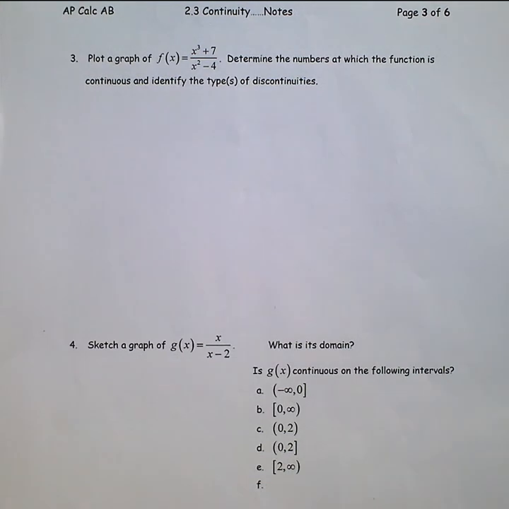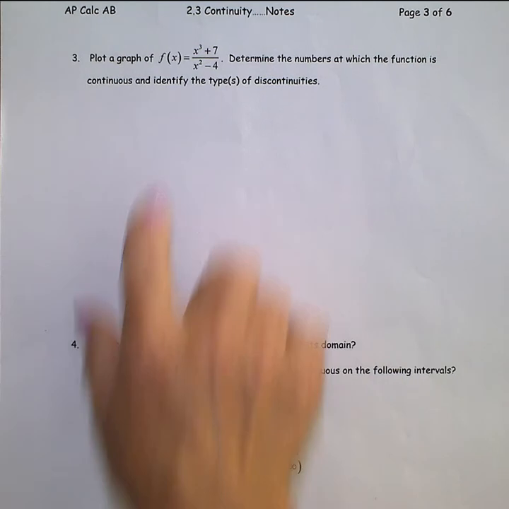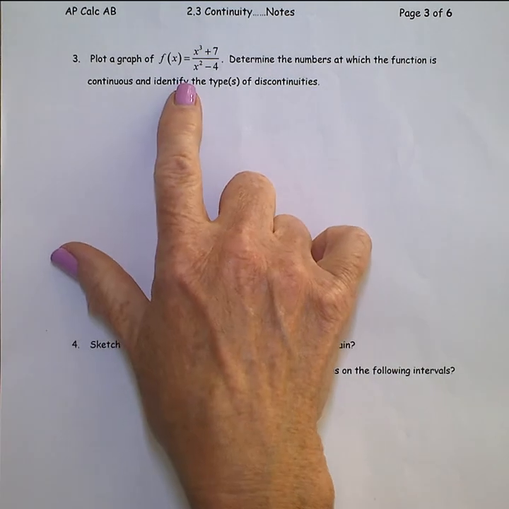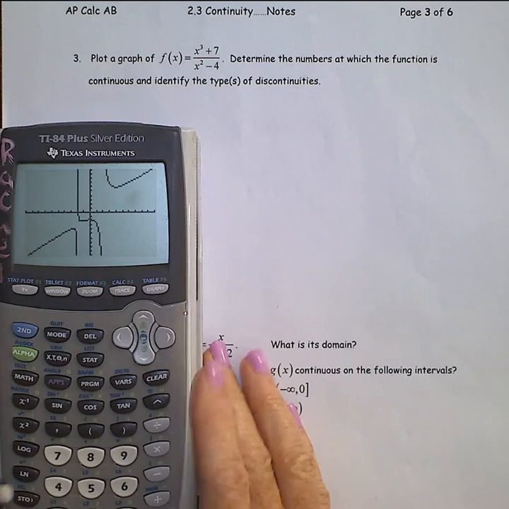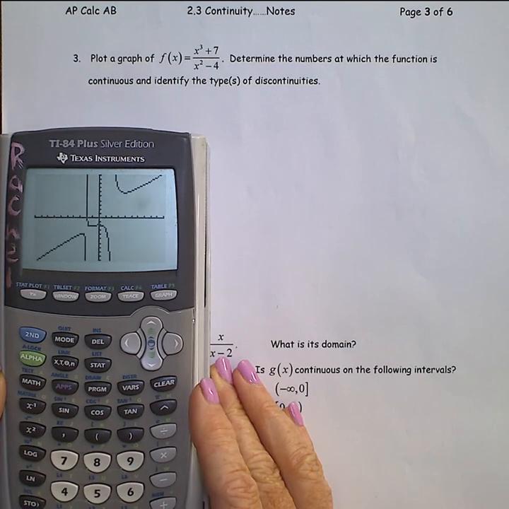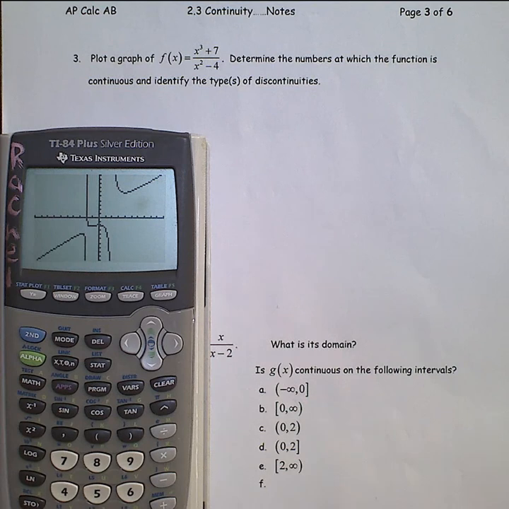We're going to start right here on page 3. We're going to plot this graph of f of x is x cubed plus 7 over x squared minus 4. And on your calculator, this is what it looks like. We want to transfer this onto paper.